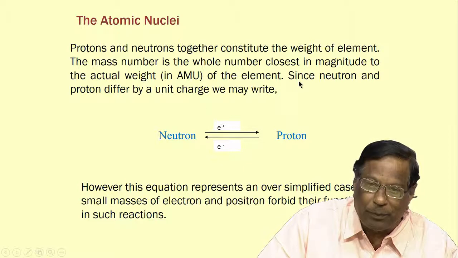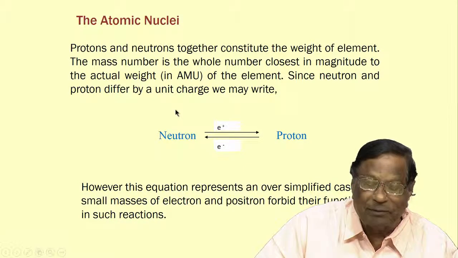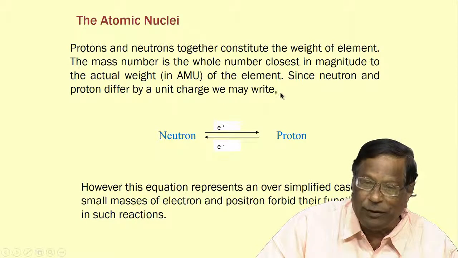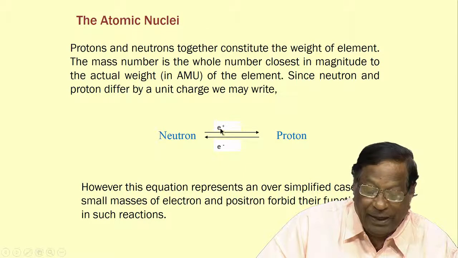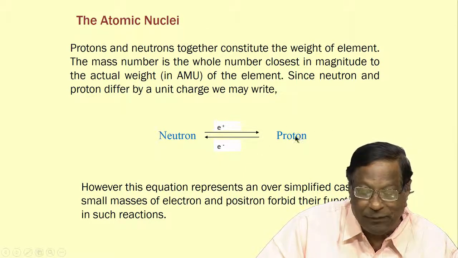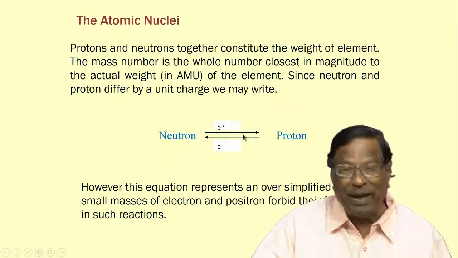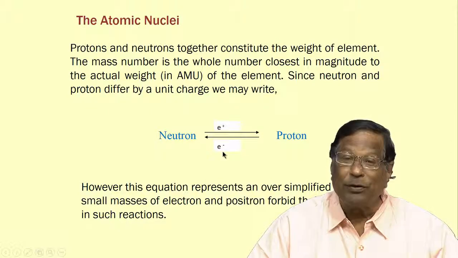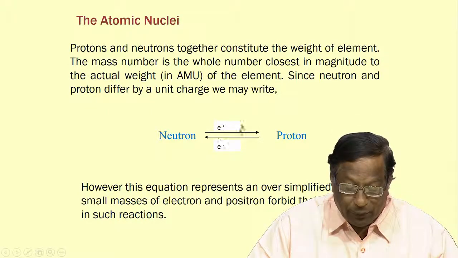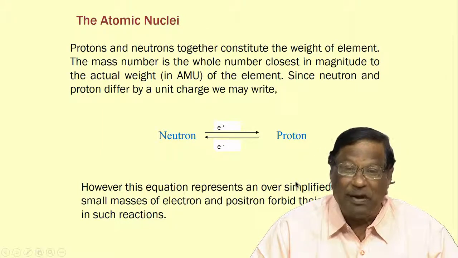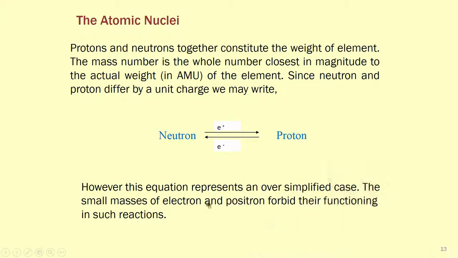Since neutron and proton have about the same atomic mass, the difference is in charge. Proton has a positive charge and neutron has no charge. So if I take a neutron and add an electron to it, I get a proton. And if I take a proton and remove an electron from it, I get a neutron. This kind of equilibrium reaction can happen in most proton-neutron systems. However, the equation we have written here, neutron plus electron going to proton, proton minus electron going to neutron, represents a very, very simplified case. And the small masses of the electron and positron actually forbid their functioning in such reactions.